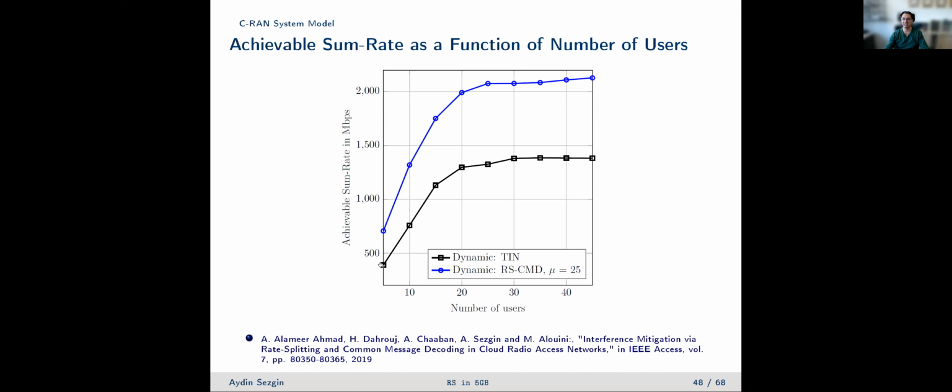What we see here is, first of all, treating interference as noise, so no rate splitting. And here, the improvement by using rate splitting and successive interference cancellation at the users. You see that we have a significant gain in terms of rate, right?